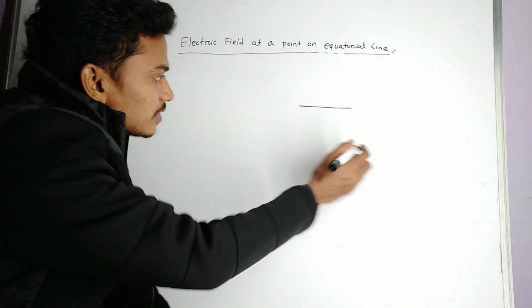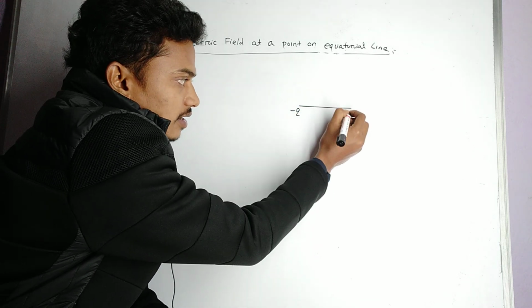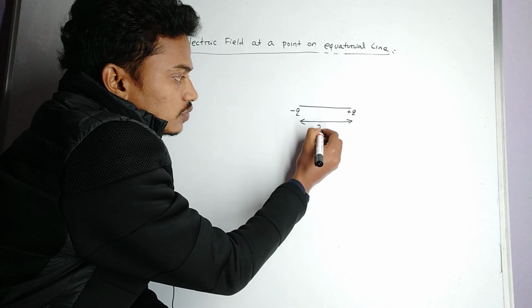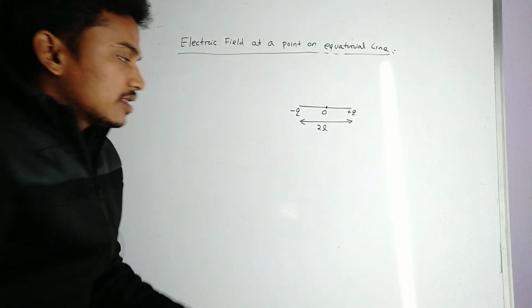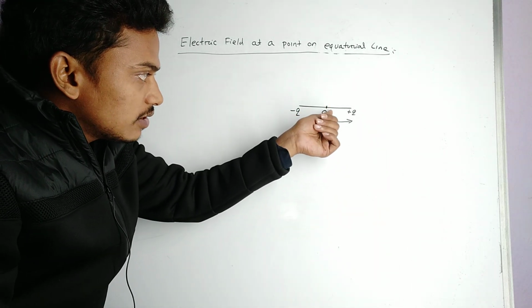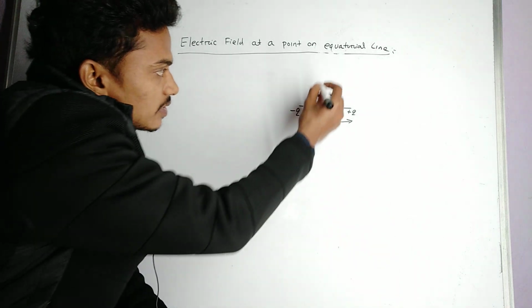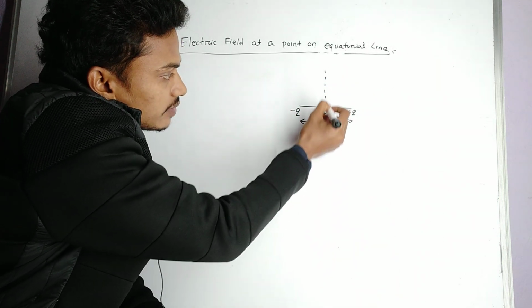Today we discuss the expression for the electric field at a point on the equatorial line of an electric dipole. Suppose this is an electric dipole, this is minus q charge and this is plus q charge separated by a distance of 2l. Suppose this is the center of the dipole, and the line which is perpendicular to the line joining minus q and plus q charges is known as the equatorial line.